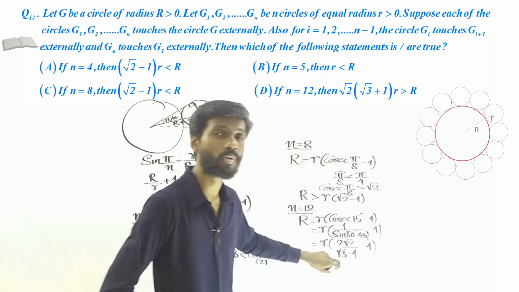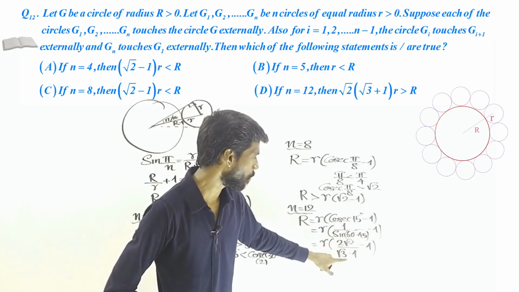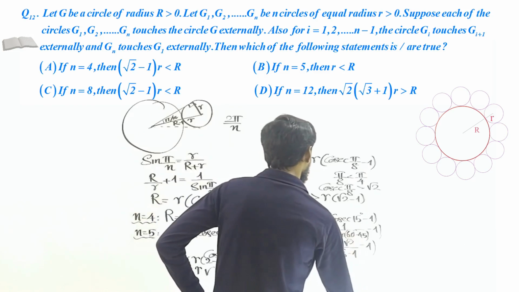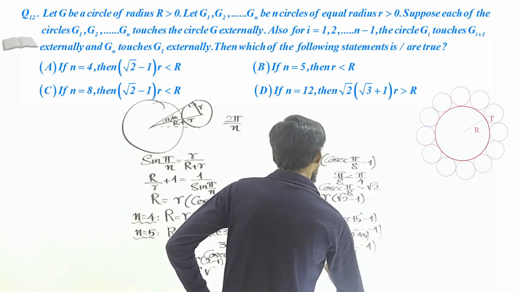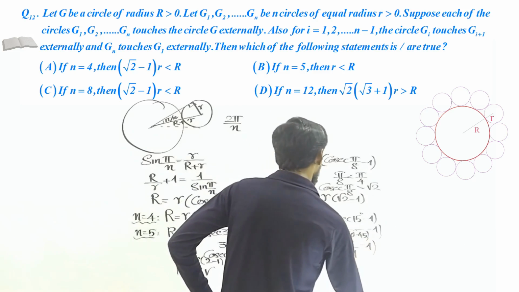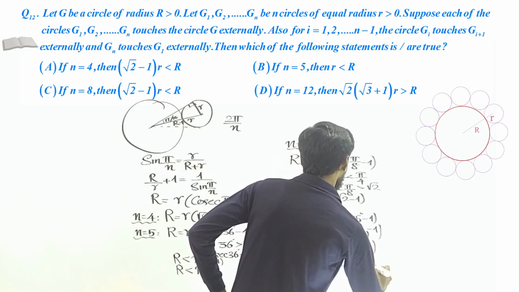To simplify this, you rationalize it. Root 2 plus 1, root 2 plus 1. So root 3 plus 1. If you multiply by root 3 plus 1, root 3 minus 1, the denominator will become 2. 3 minus 1, 2. That 2 gets cancelled. So this is equal to r multiplied by, so this is what? 2 gets cancelled, root 2 multiplied by root 3 plus 1, minus 1.